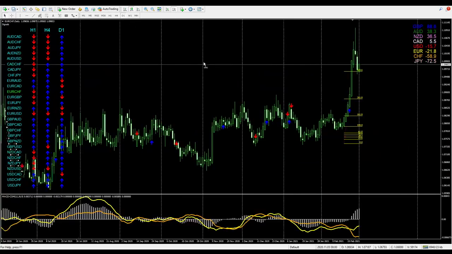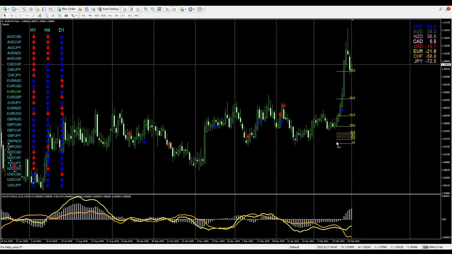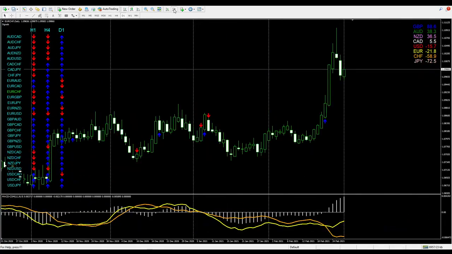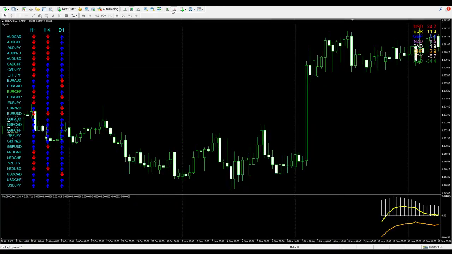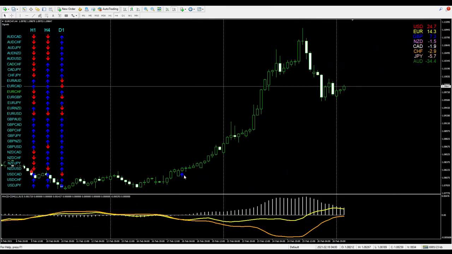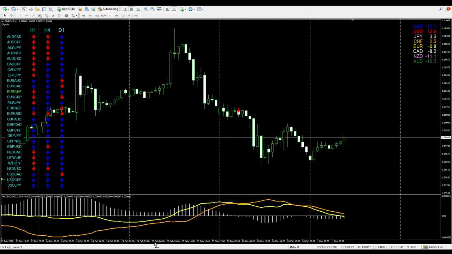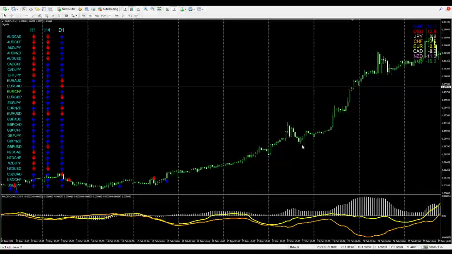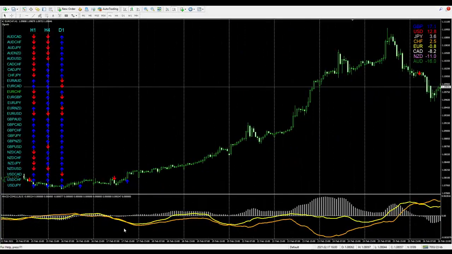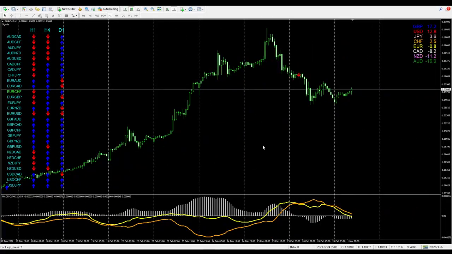For EUR CHF, let's check EUR CHF. The general trend for EUR CHF for the month of February, around the last week of February, was a buy. So on H4, let's check. It was buy since last week. On H1, it was a very long buy since February 17.